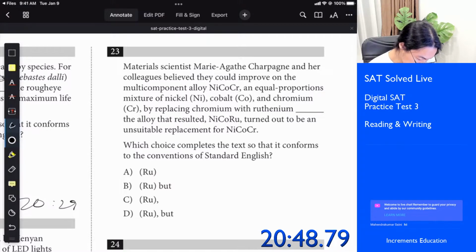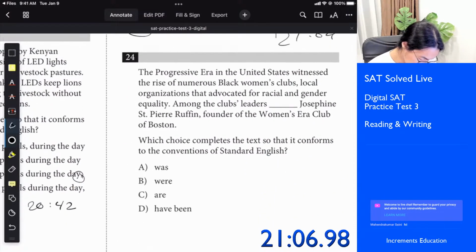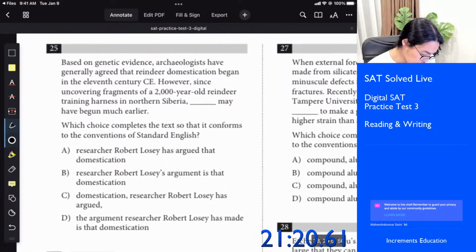Material scientist Maria Champagne believed that by replacing chromium with ruthenium. But the result turned out to be unnecessary. 2104. There we go. Progressive era in the United States witnessed the rise of numerous clubs. Among the club's leaders was Josephine Ruffin. That's subject-verb agreement. So just inversion. Just be aware of that inversion.